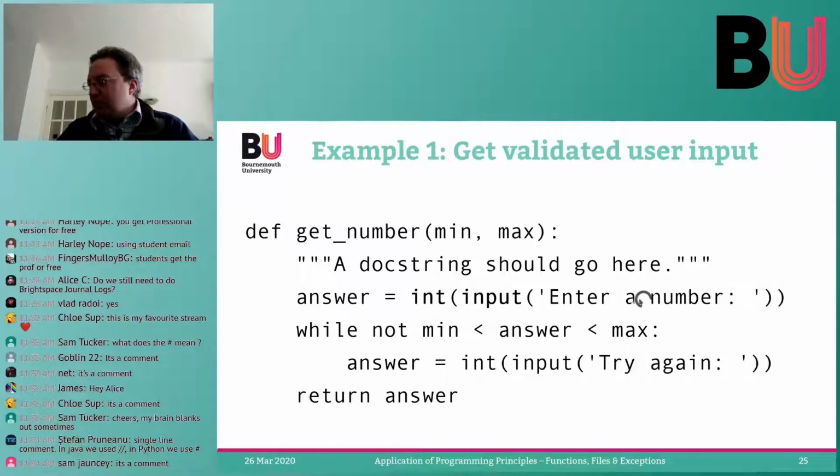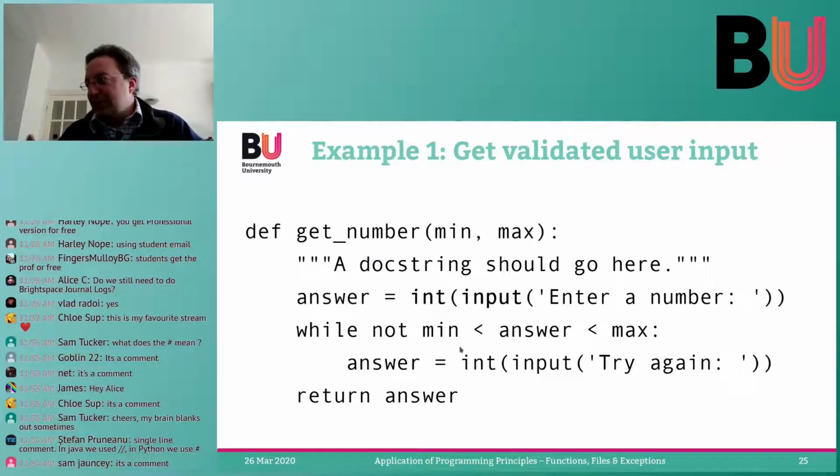So you should be able to see my mouse now. So we ask for the input here, and then we convert that input into an int. And then, as long as the value is not between the minimum and the maximum, we update the answer with a try again input.